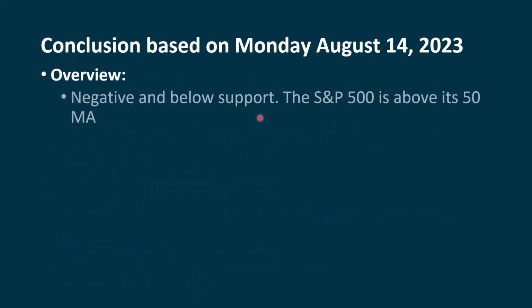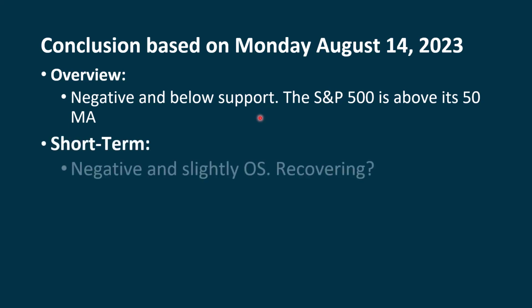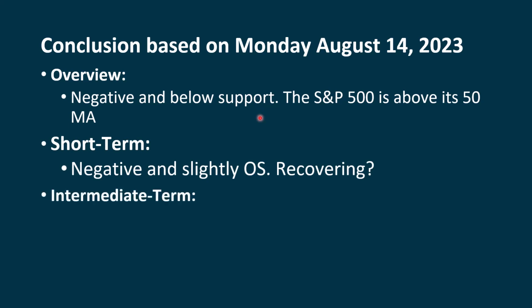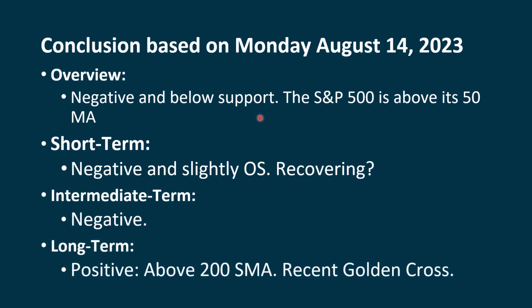Our conclusion: we're negative and we're below support that we broke last week, but we're still above the 50-period moving averages. We'll be watching the small caps, the Russell 2000, and the S&P 500 50-period moving average, especially on a closing basis. In the short term, we're negative. Are we starting to see a recovery? In the intermediate term, we're still negative, and in the long term, we continue to be positive.